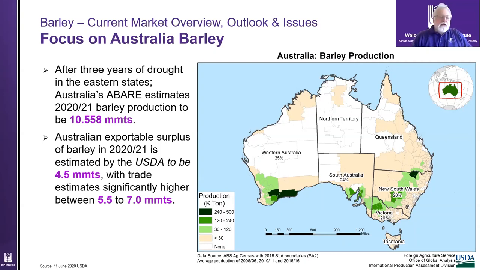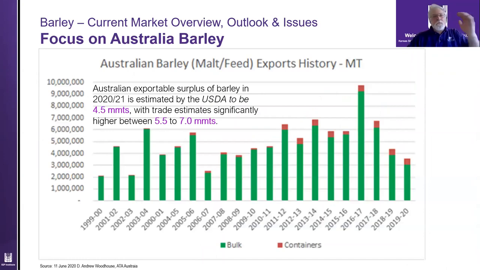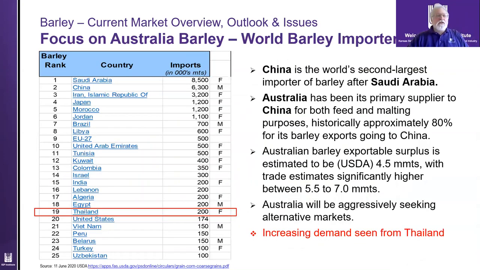And the trade, as I said earlier, USDA says they'll export about 4.5. I think it'll be closer to 5.5 to 7 million tons on that. We're seeing a significant rebound in their production.